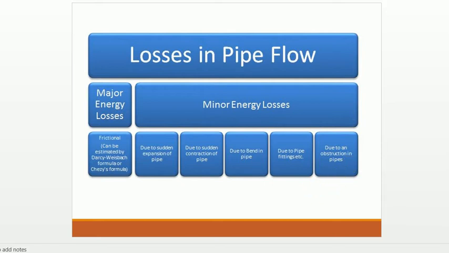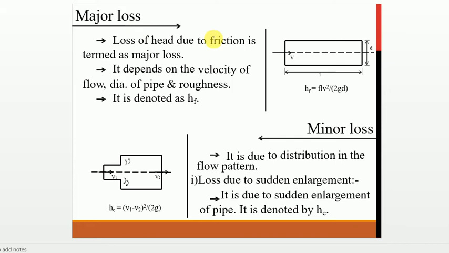So as we know, major loss will be due to friction. For minor losses, the first one will be due to sudden enlargement of a pipe. It is denoted by HE, where H is head and E is expansion. Head loss due to sudden expansion is given by the formula (V1 minus V2) whole square by 2g. We have a derivation for this; you can go through your textbook, and if you have doubts, we can clarify them later on.